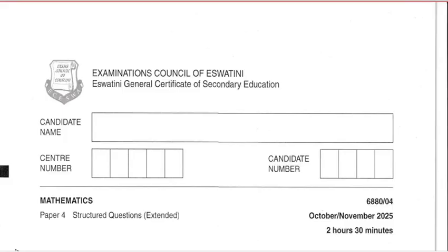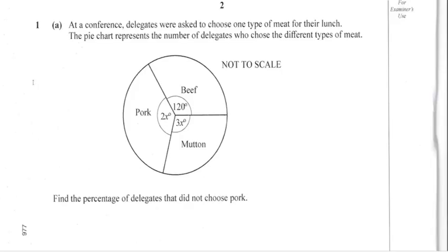In today's video, we are going to solve Mathematics Paper 4, 2025 Final Examination. Number 1. At a conference, delegates were asked to choose one type of meat for their lunch. The pie chart represents the number of delegates who chose the different types of meat.